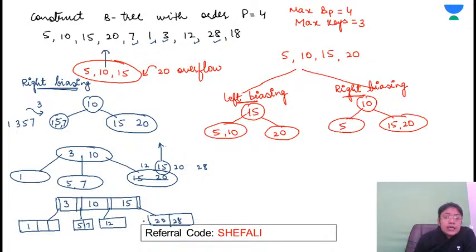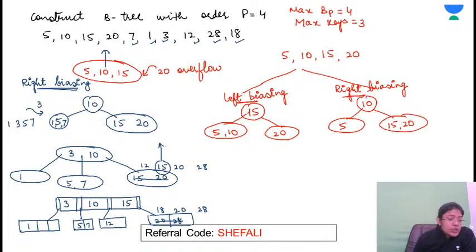So this is inserted. Take the next element, 18. 18 is greater than 15, so it will go to this side. So here it comes out to be 18, 20 and 28. So this is the tree. This is the B tree.